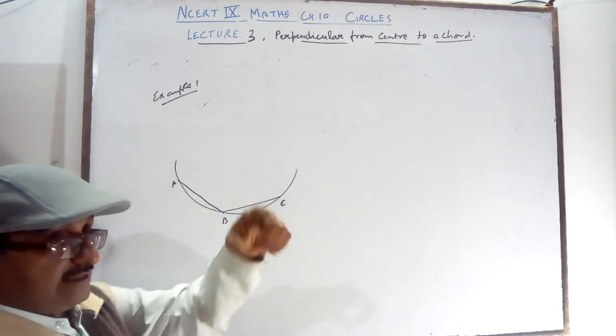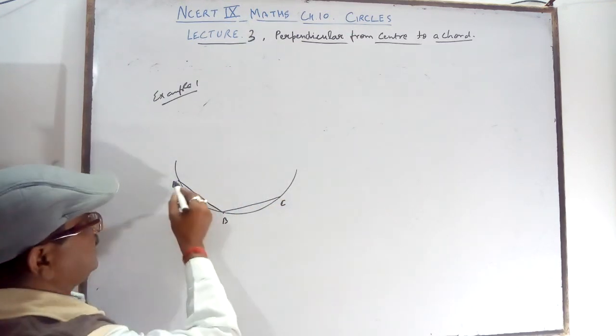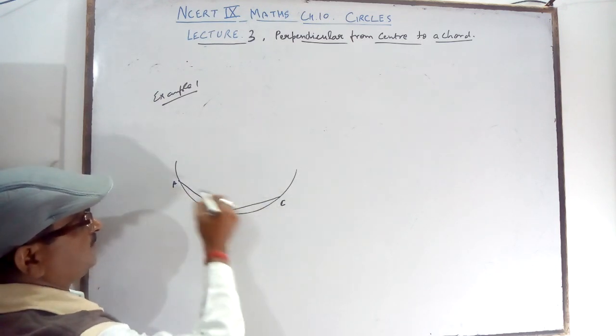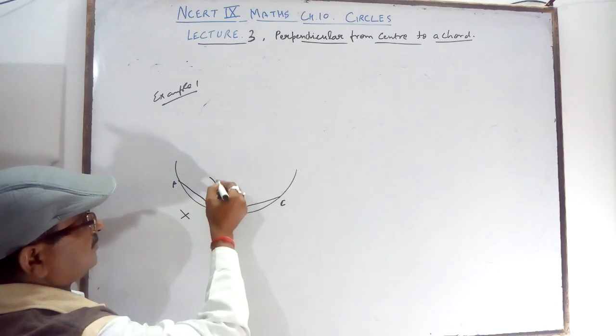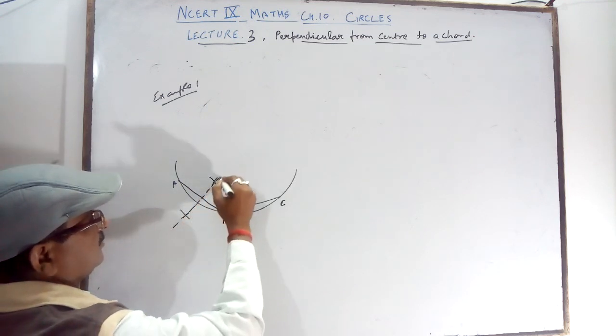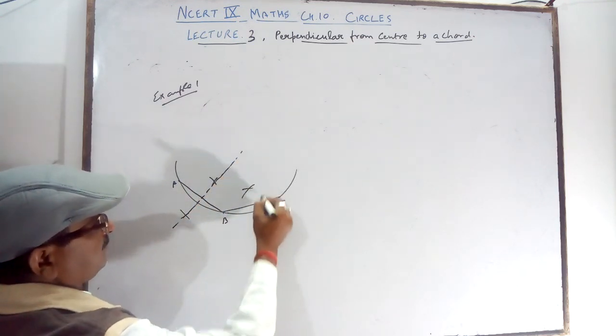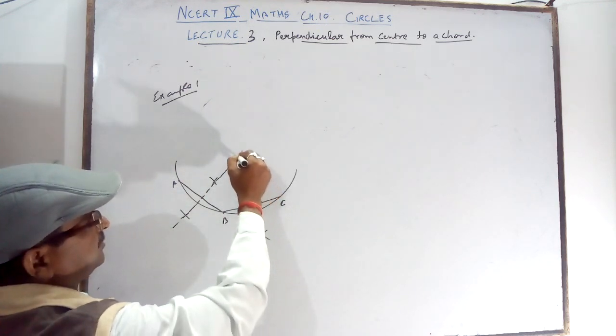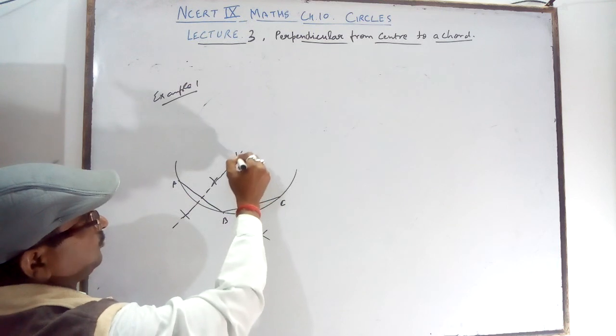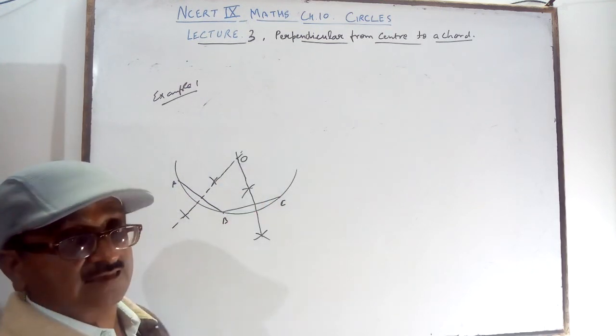Join by the compass. Take A, B, C as 3 points, join AB and BC. Draw the perpendicular bisector of AB and the perpendicular bisector of BC, which intersect each other at a point. It will be the center of the circle.